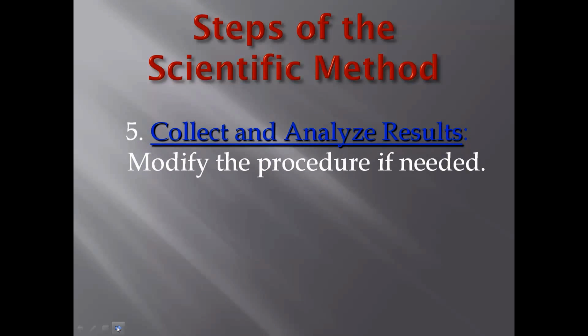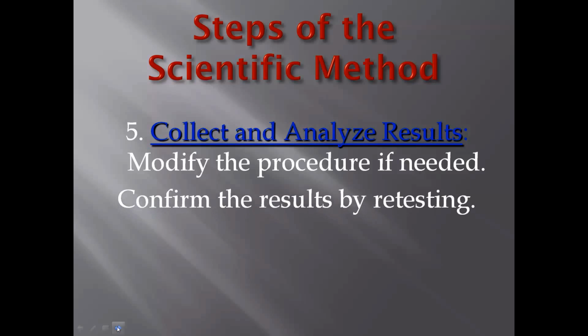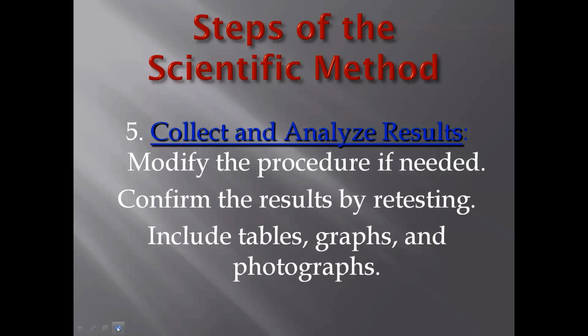The fifth step, collect and analyze the results. So as you go through the experiment, you'll collect them, you'll look at your results, and you might have to modify the procedure if needed. You may have found that you've done something wrong as you went through your experiment. Quite often you can't just do one test to confirm your result. You must retest it. Usually when you start collecting and analyzing results, you'll have some type of table, a graph, and or photographs. We'll be doing tables and graphs pretty extensively in the class this year.